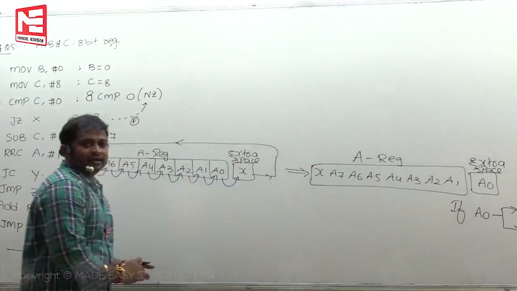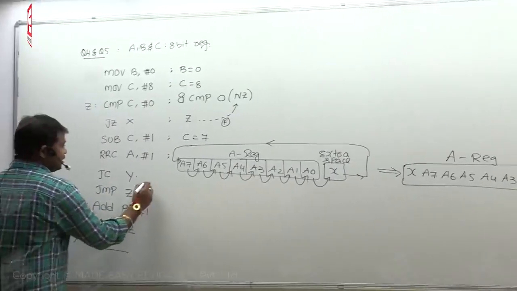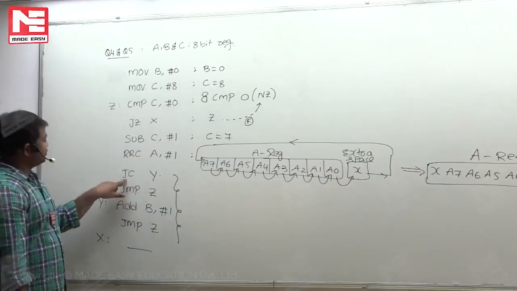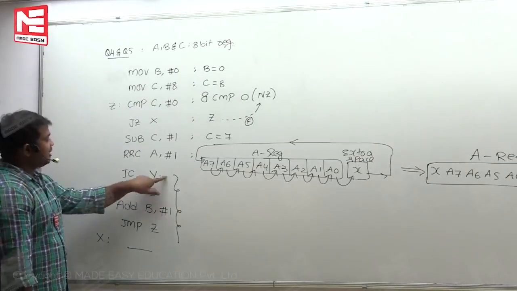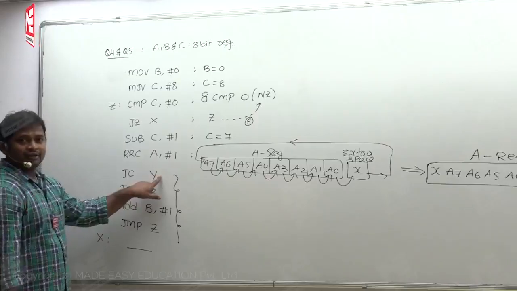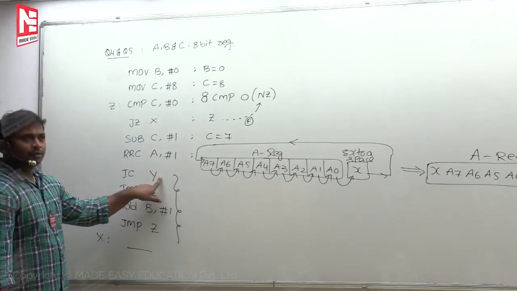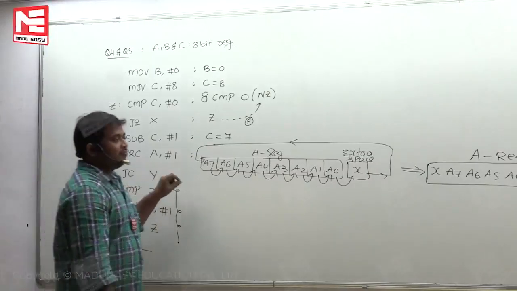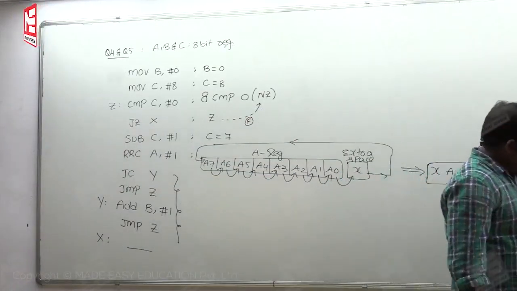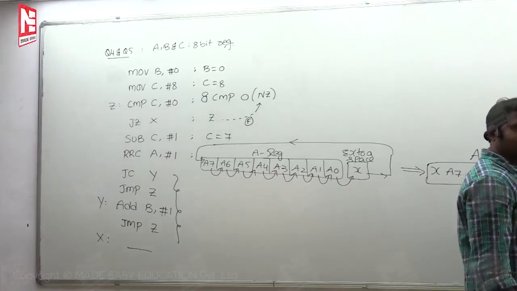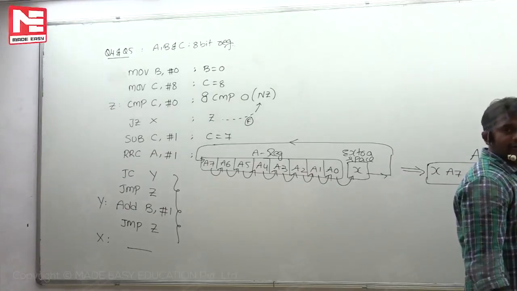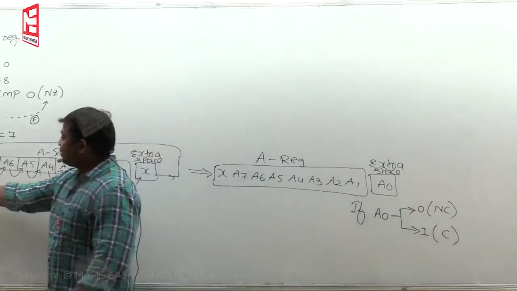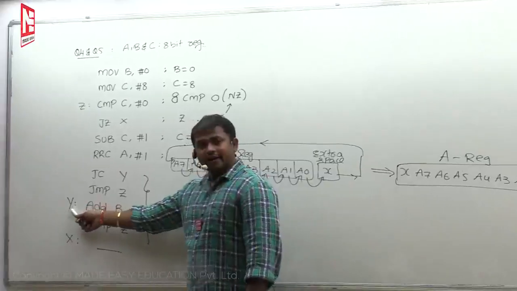Clear? Right. And next one, if you see these four instructions, jump on carry, JC, where the control is moving to Y location. This condition becomes true only when the carry flag is set. The carry flag will be set when the A0 bit is 1. You know? When the A0 bit is 1, the carry flag is set. So the condition will be true. When the condition is true, move to Y location.